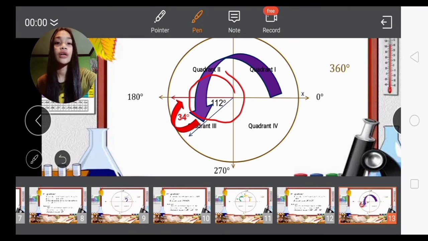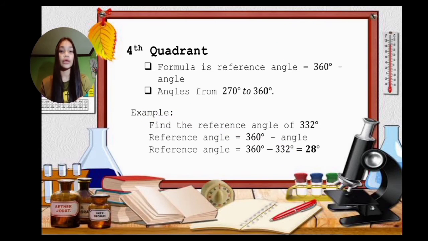Next, let's have the fourth quadrant. This is the last quadrant. When our terminal side is in the fourth quadrant, our formula is reference angle equals 360 degrees minus the angle, for angles from 270 degrees to 360 degrees. For example, find the reference angle of 332 degrees. Our formula is reference angle equals 360 degrees minus our given angle. So our given angle is 332 degrees. So if our example angle is 332 degrees, then our reference angle is 28 degrees, because 360 degrees minus 332 degrees is equal to 28 degrees.